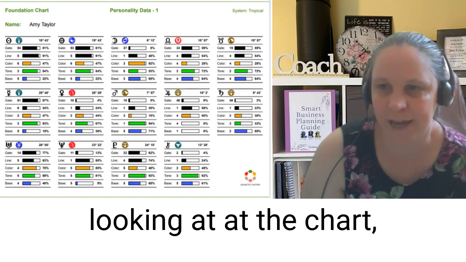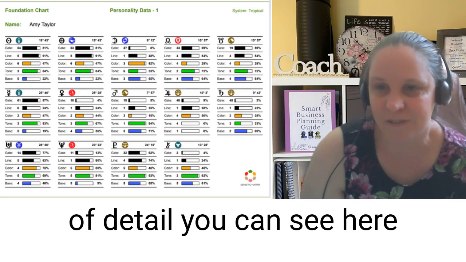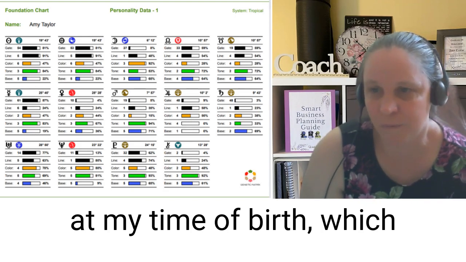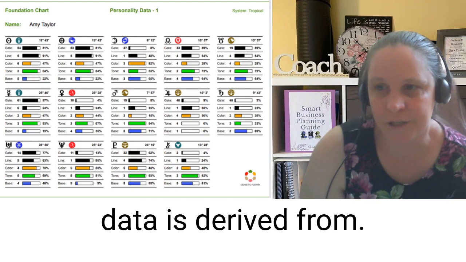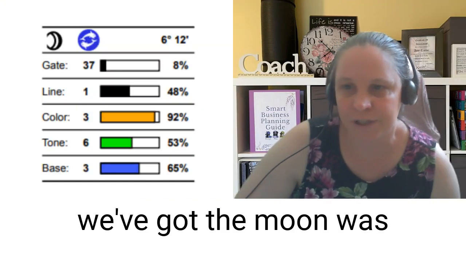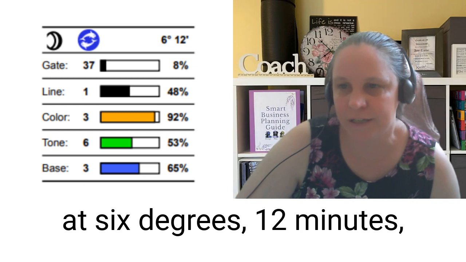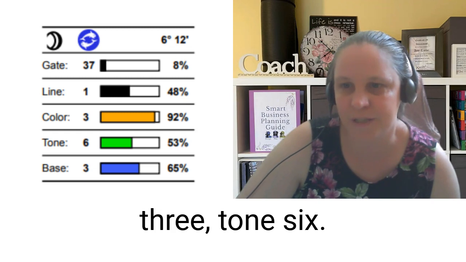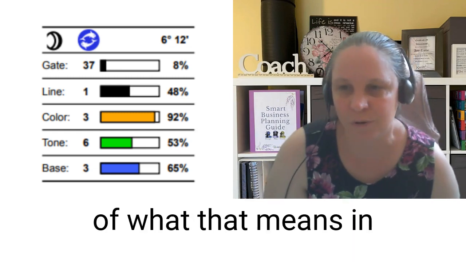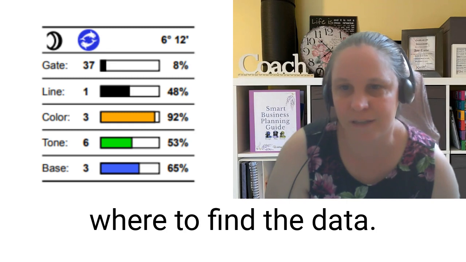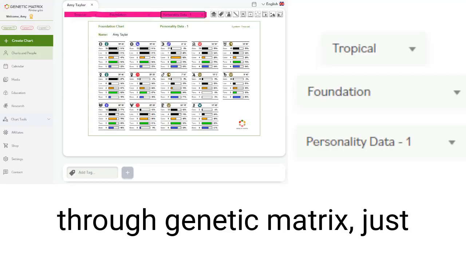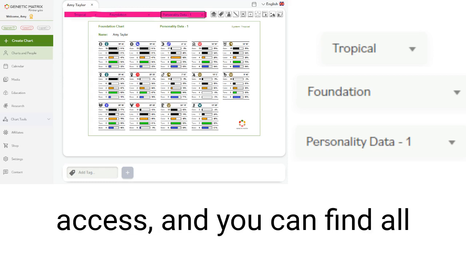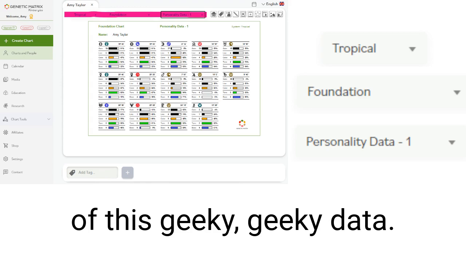Now, for most of what you're looking at in the chart, you don't need this level of detail. You can see here at my time of birth, which is where the personality data is derived from, the moon was at 6 degrees, 12 minutes, and that put it in gate 37, line 1, color 3, tone 6, base 3. I'm not going to go into all of what that means in this. I'm just showing you where to find the data. So if you want to run this through Genetic Matrix, you just go into your foundation chart, personality data, and access, and you can find all of this geeky data.